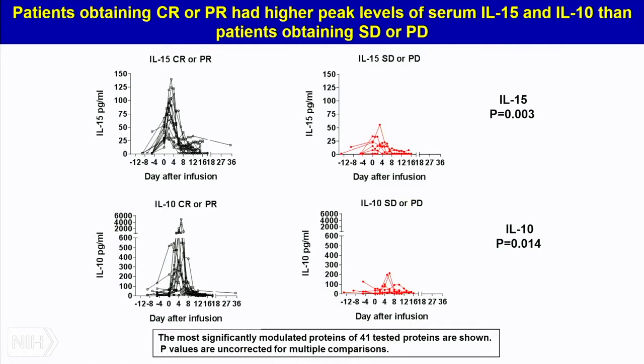We also found IL-15 to be a very important cytokine in these patients. You can see these nice high peaks of IL-15 in the patients that had complete remission or partial remission, but only very much lower peaks in patients that had just stable disease or progressive disease. The same thing with IL-10. Patients with high peaks of IL-10 were more likely to have a complete remission or partial remission. And these were significant. So cytokines are also important. IL-15 was found to be the most important cytokine. There's more information about that in the paper.